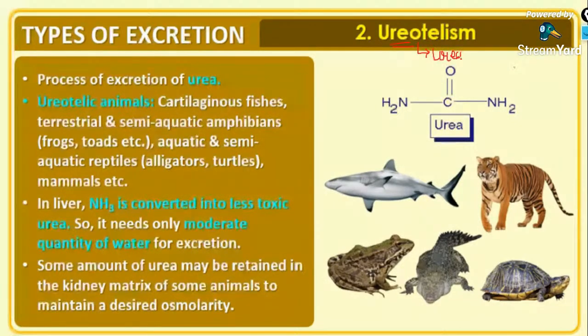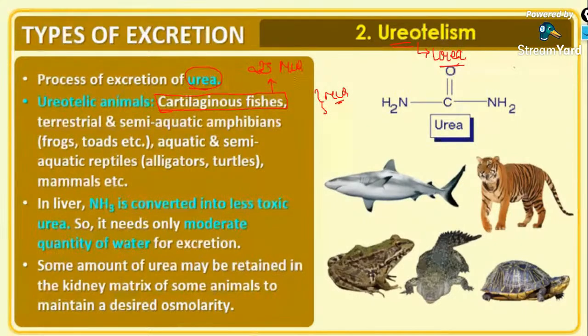Okay. Next, the second one is ureotelism, the process of excreting nitrogenous waste in the form of urea. So excretion in the form of urea, you will call it ureotelism. Ureotelic organisms, example: previous year MCQ. Cartilaginous fishes. Guys, this is a very important, at least 25 times repeated MCQ.